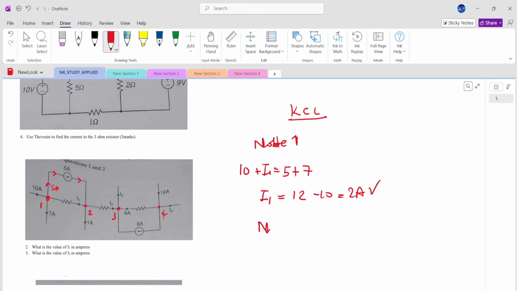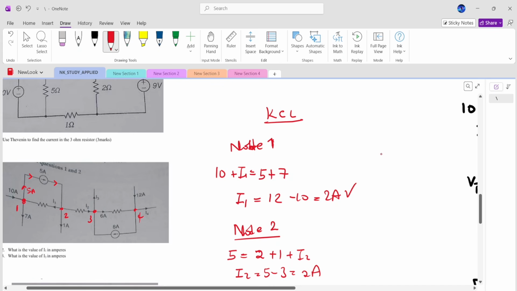Then let's come to node 2. At node 2, what happens? There's also I2 leaving, I1 leaving, 5 amps coming in, 1 going out. So if you write our case here, sum of currents arriving is equal to sum of currents leaving, right? So we have 5 is arriving, all the rest are leaving. I1, which we found to be 2 amps, right, is leaving, plus 1 plus I2. It means I2 is equal to 5 minus 3. That's going to give me 2 amps again.